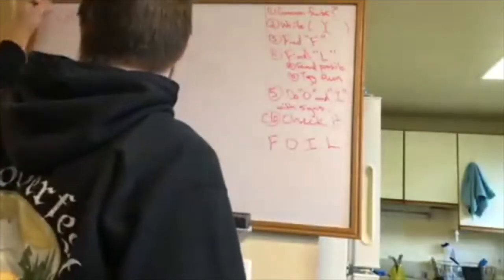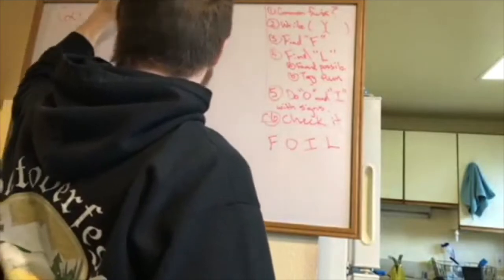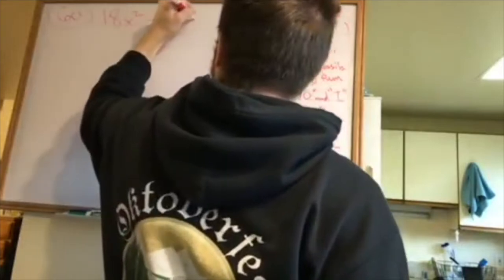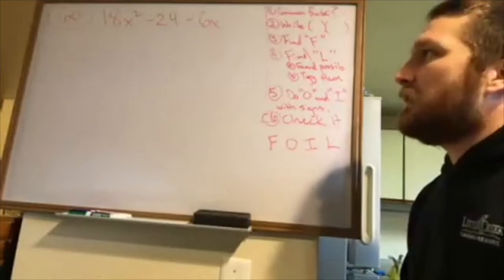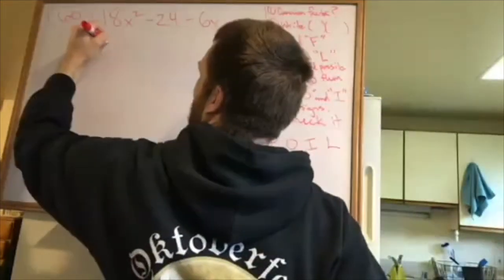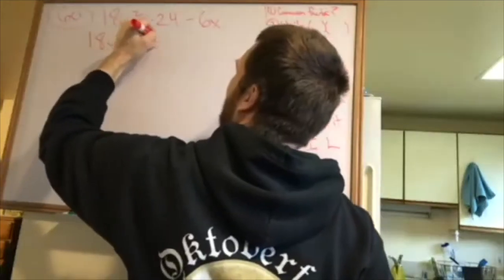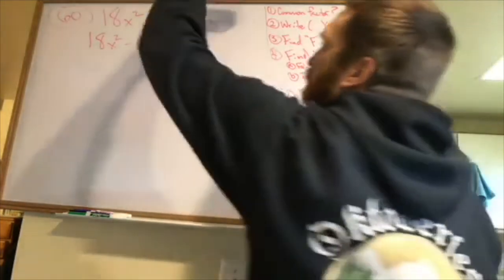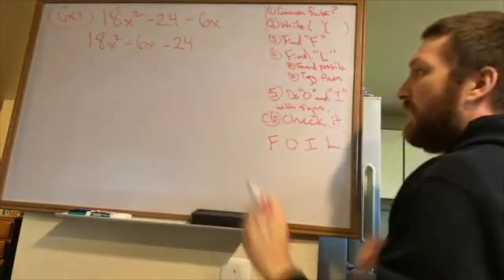Oh, which one was this? 60. 18x squared minus 6x. Now, if you're looking in your book, this is written as 18x squared minus 24 minus 6x. And they love to do this. They love to give it to you like that. And then you say, wait a second, hold up. Yeah, I'm going to rewrite this. I'm going to say, why don't we write it like this? Because that's going to make my life a lot easier. So this guy right here.